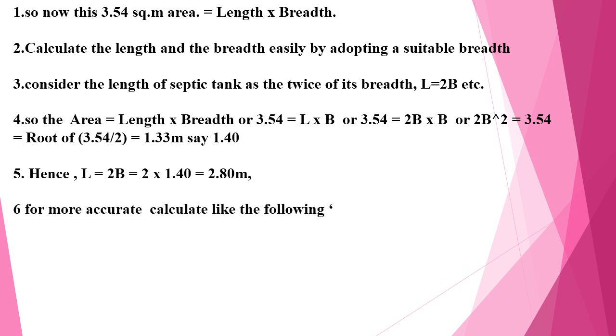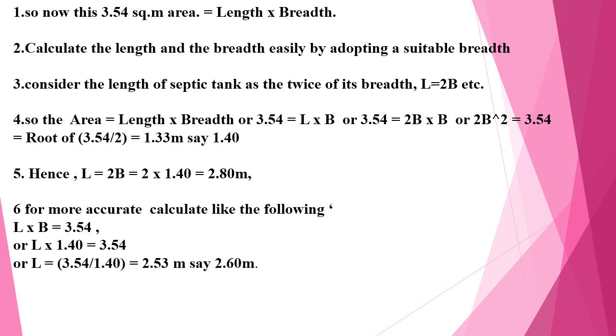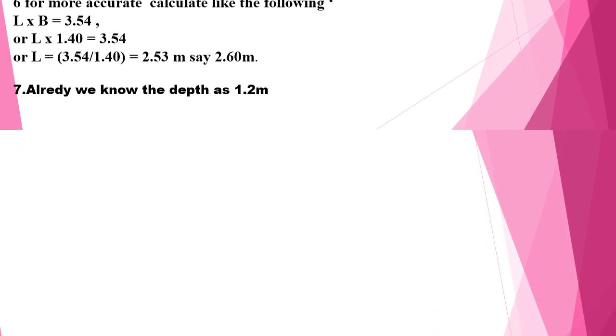For a more accurate detail, calculate in the following fashion. Length into breadth is 3.54 square meter. Length into 1.4 is equal to 3.54. So length is equal to 3.54 divided by 1.4, equal to 2.53, say 2.6 meter. Already we know the depth as 1.2 meter.